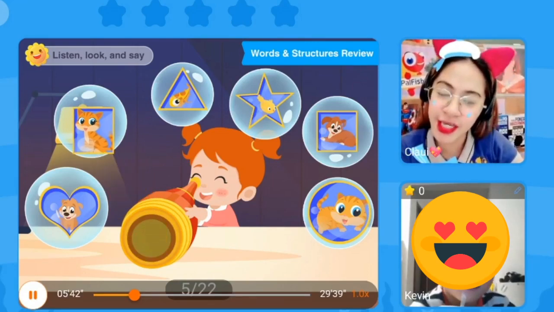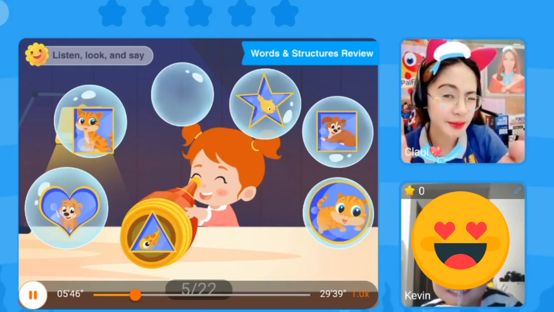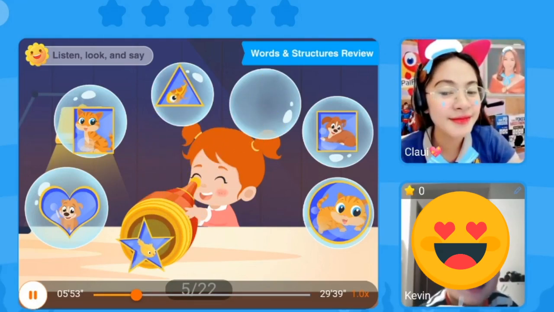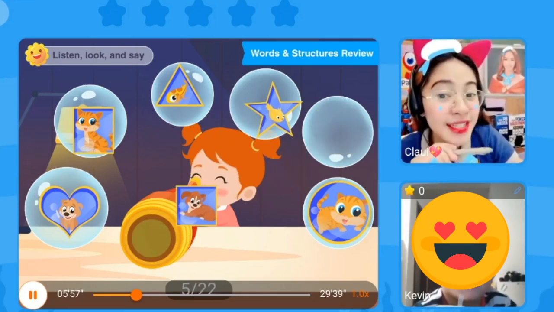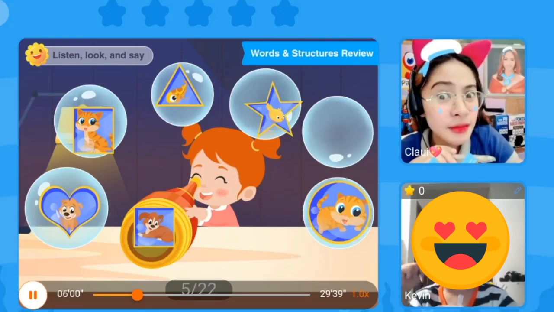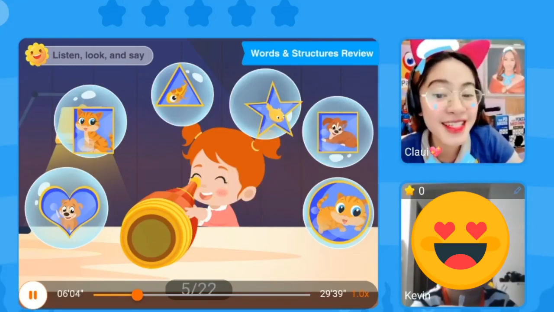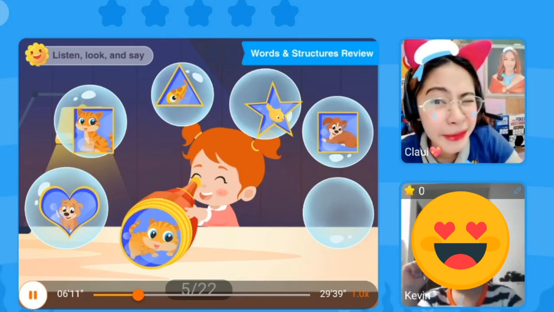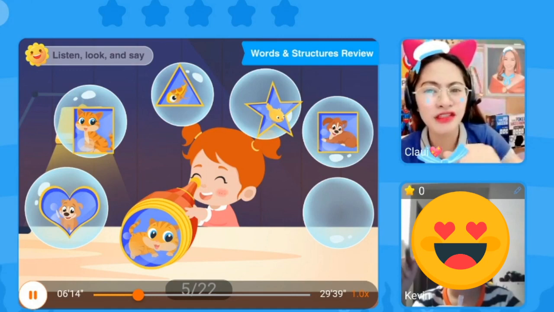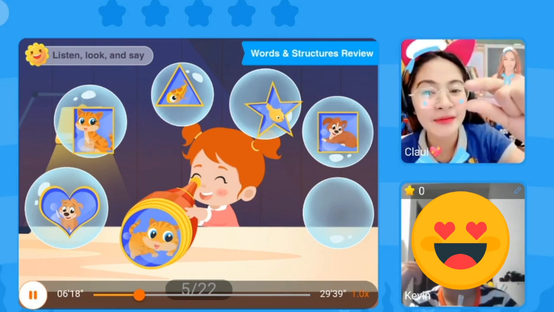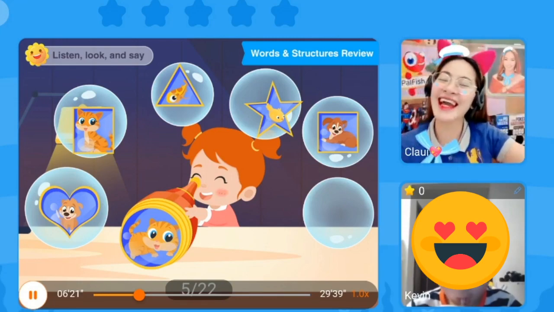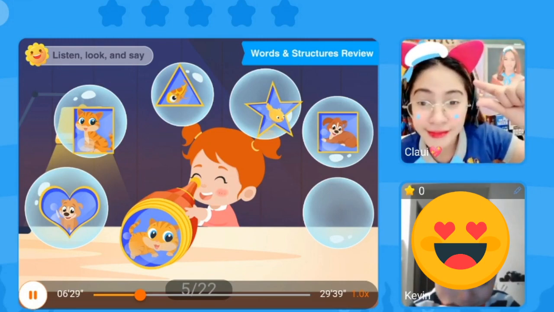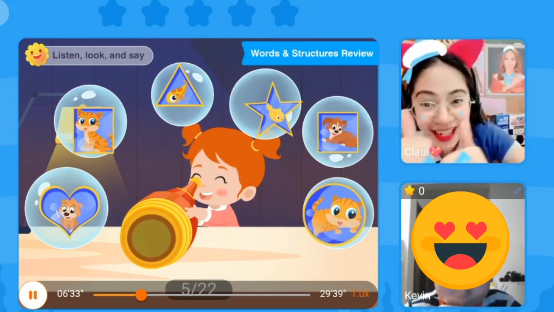What do you see? I see a fish. What do you see? I see a bird. Wow. What do you see? I see a dog. What do you see? I see a... meow. Meow. Hi. Ah, it's a small cat. Small kitten. Kitten. Okay, say one more time. I see a kitten. I see a kitten. Well done. Very good.